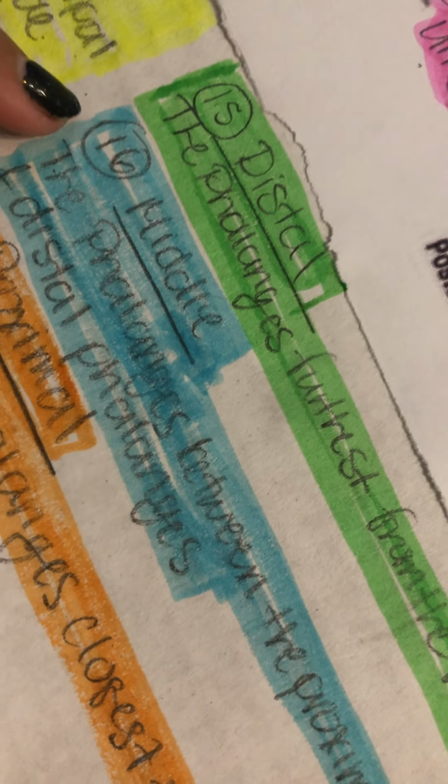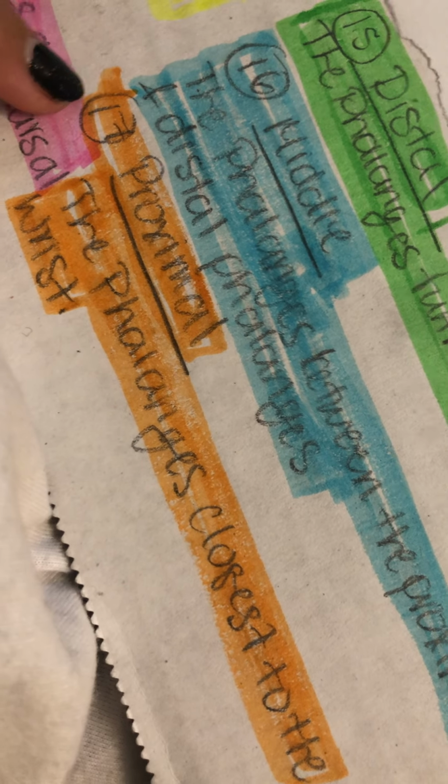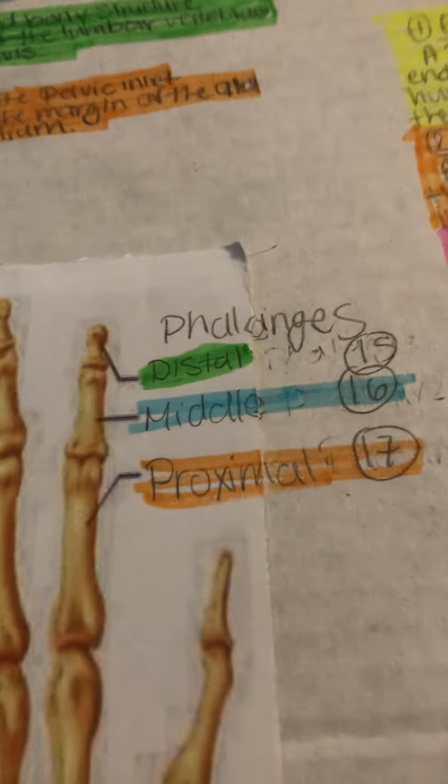Number 15 is the distal. The phalanges further from the wrist. Middle, the phalanges between the proximal and distal phalanges. 17, the proximal, the phalanges closest to the wrist, which all of these go into this finger.